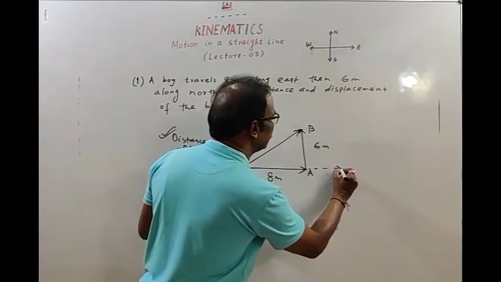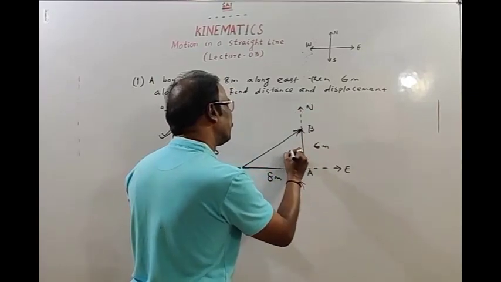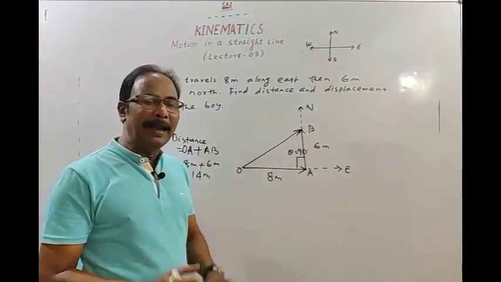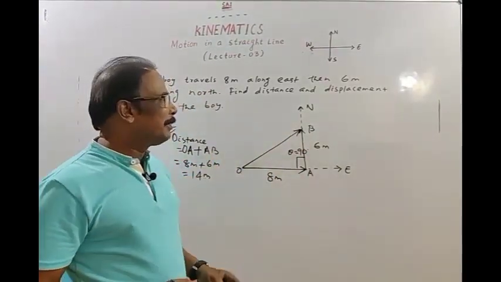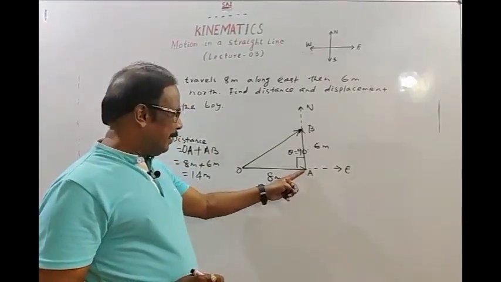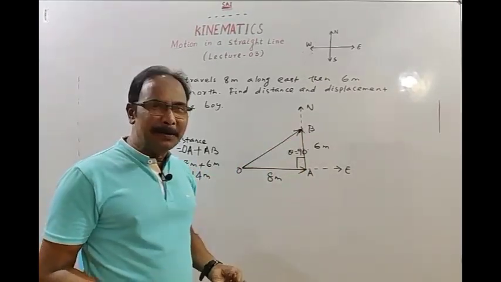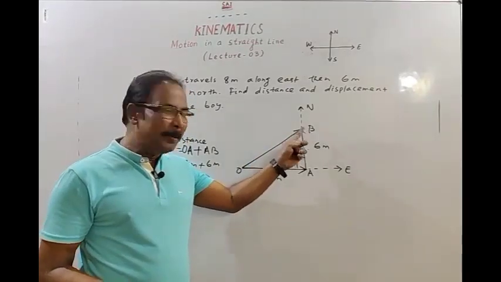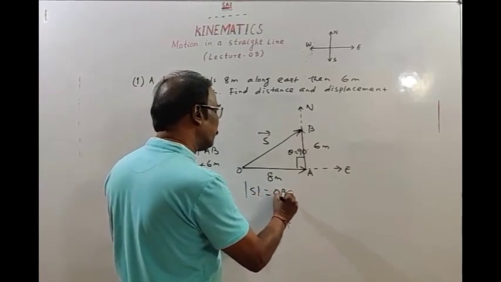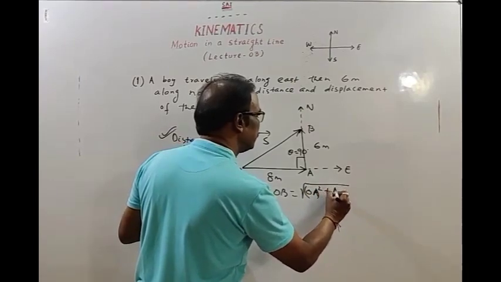See students, this is along east and this is along north. So obviously this angle is 90 degree. So OAB is a right angle triangle, and it's also the first and very easy question. OA is base of right angle triangle OAB and AB is perpendicular, so OB is hypotenuse. So length of OB represents magnitude of displacement. If this displacement is S, then magnitude of displacement is length of OB, that equals square root of OA square plus AB square.